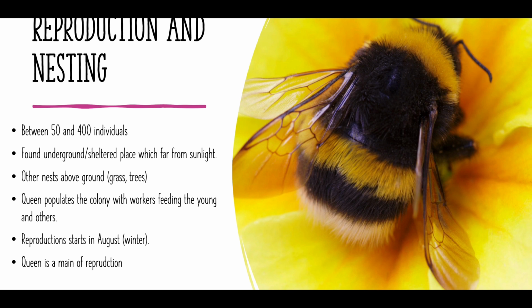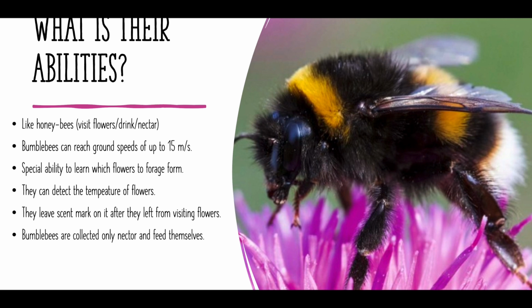All right. So their ability? What's their superpower? They're just like honeybees, and they can visit flowers, drink some water, and collect nectar just like any honeybee does. The bumblebee can reach a ground speed of up to 15, the same as a honeybee. So the honeybee and bumblebee are similar, but they have different abilities and superpowers as individuals. They can also detect the temperature of the flower.